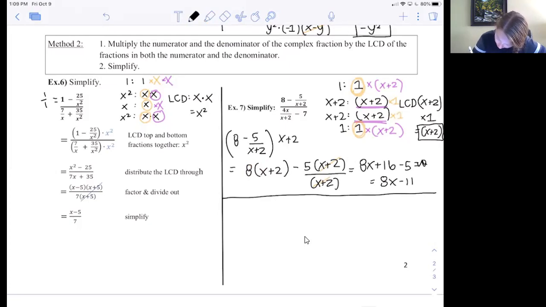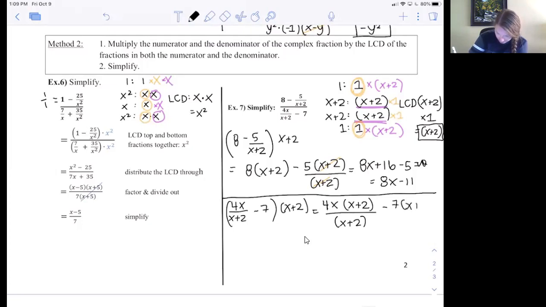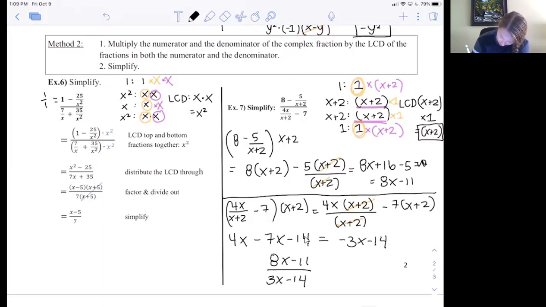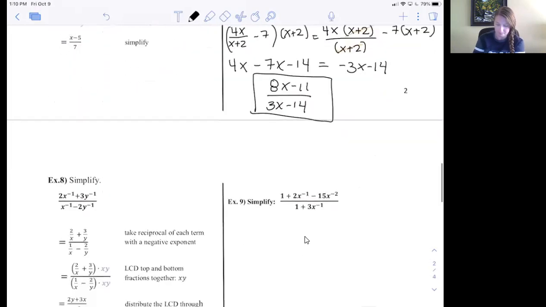Now bottom, I'm going to do the same thing. So I have 4x over x plus 2, minus 7, all times our LCD, which is x plus 2. So now I just have 4x times x plus 2 divided by x plus 2 minus 7 times x plus 2. So I can see that this x plus 2 and that x plus 2 will cancel out. So I'm left with 4x minus 7x minus 14. 4x minus 7x gives me negative 3x minus 14. So now on top, I was left with 8x minus 11, and on bottom, negative 3x minus 14. That will be your answer.